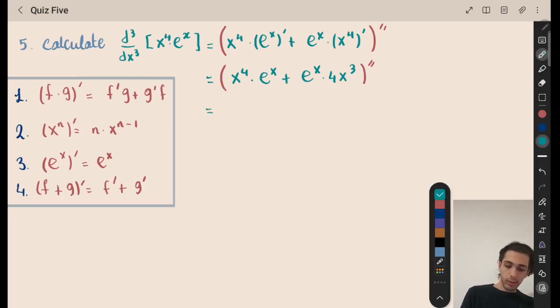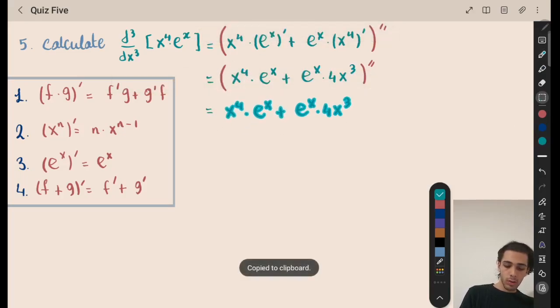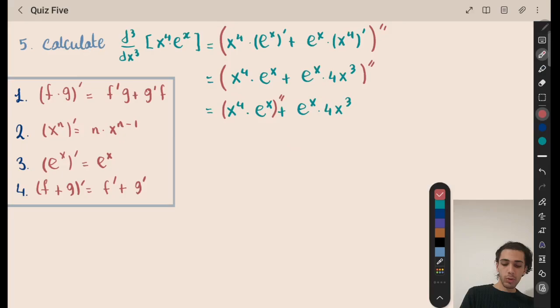So I will write this as x to the fourth. Okay, maybe I'll just copy it, save time. And I'll use 2 brackets with double dashes to signify the second derivative. The same thing here.